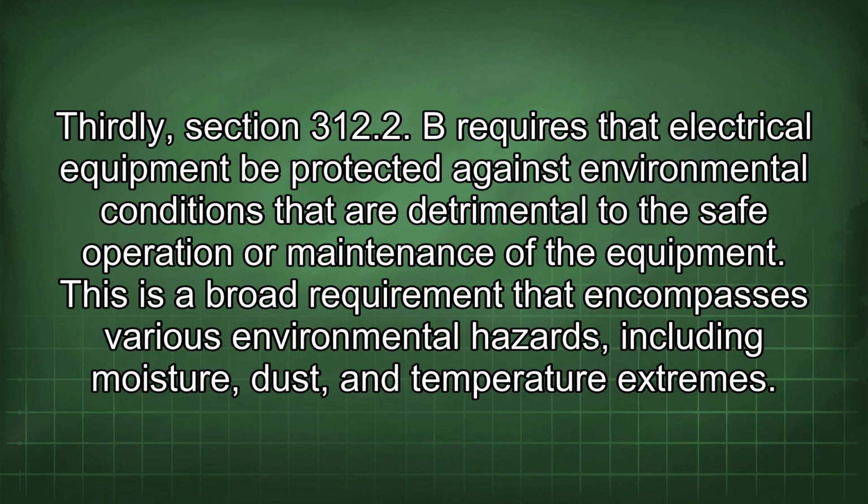Thirdly, Section 312.2 B requires that electrical equipment be protected against environmental conditions that are detrimental to the safe operation or maintenance of the equipment. This is a broad requirement that encompasses various environmental hazards, including moisture, dust, and temperature extremes.